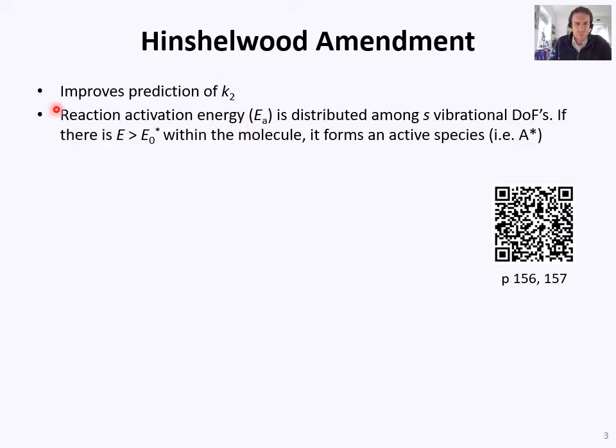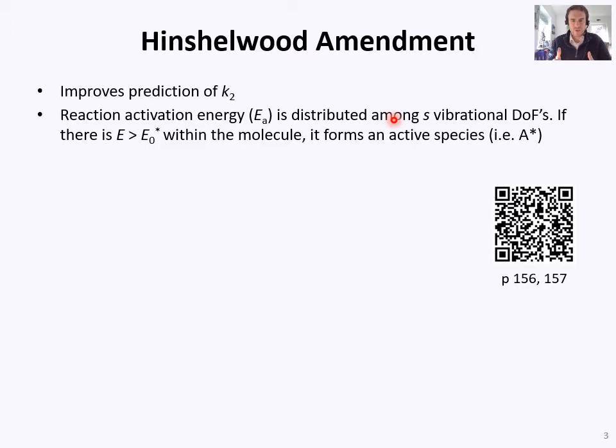The key point about the Hinshelwood amendment is that the energy that is gained, the reaction activation energy, is going to be distributed amongst all of the vibrational modes within a given molecule. Essentially it's saying you've got an energy within the molecule, and if that energy is greater than the energy required to form an active species, then it's possible to form that active species, regardless of whether the energy is in the right place or not.